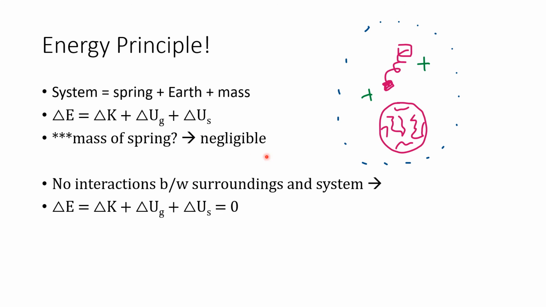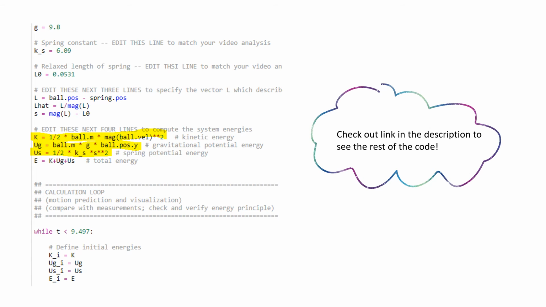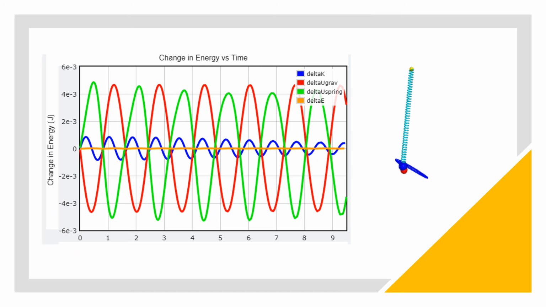In the system that includes the spring, earth, and mass, there are no interactions or work happening between the system and surroundings if we neglect air resistance, so the change in energy can be set to 0. Knowing that, we can start building our model by specifying these values for the respective energies. Then we can code in GlowScript to calculate the energy changes. If you'd like to see this in more detail, check out the link in the description below.